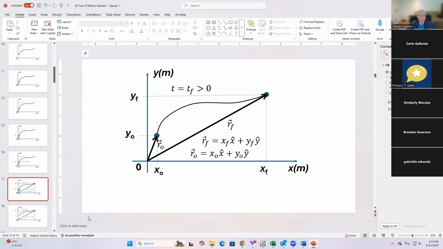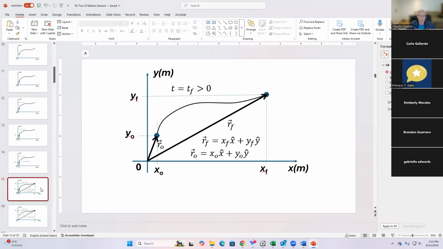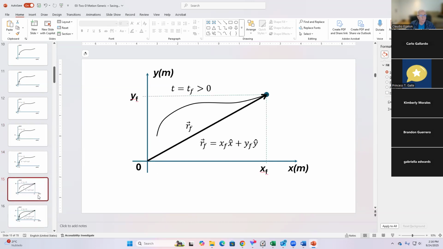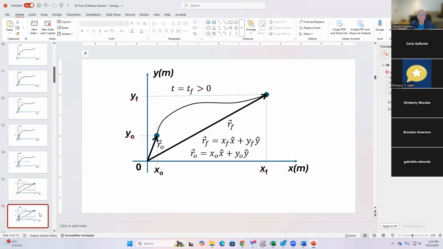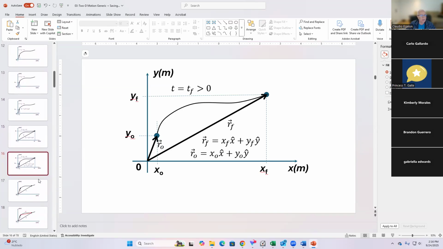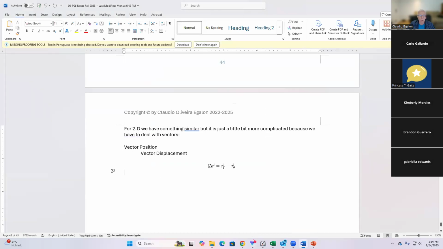How does the displacement vector look like? Yeah, I have to move this one. Good. And I want to show you how it looks like. The displacement vector is supposed to look like the following, mathematically speaking, right? The formula of the displacement vector is this one that you see right here.